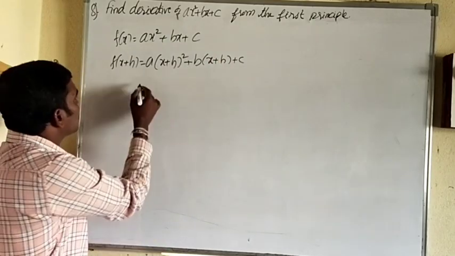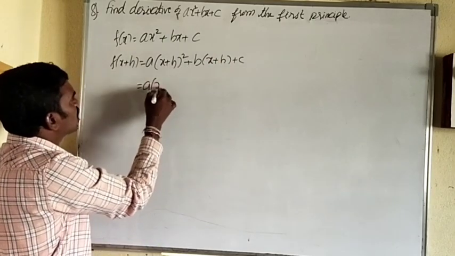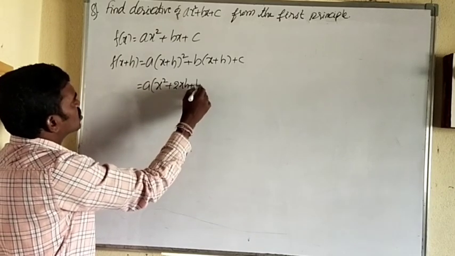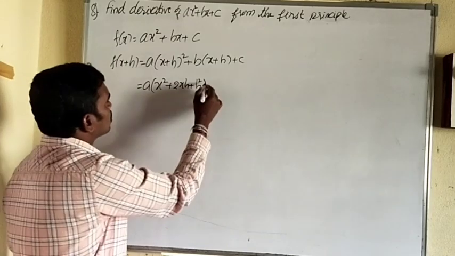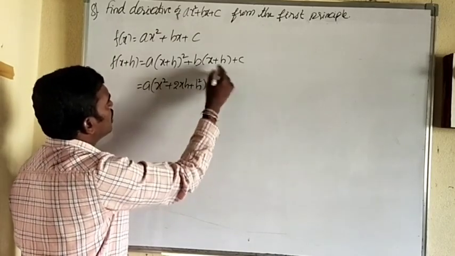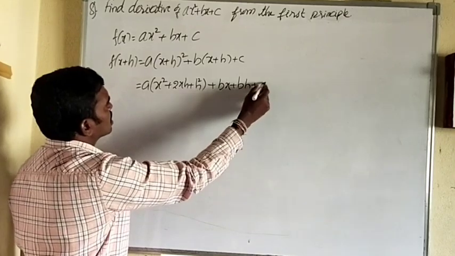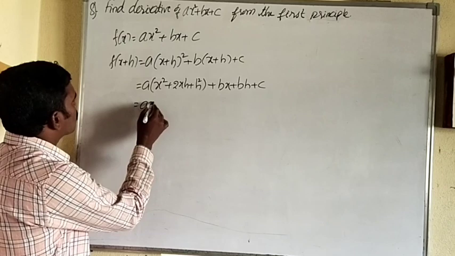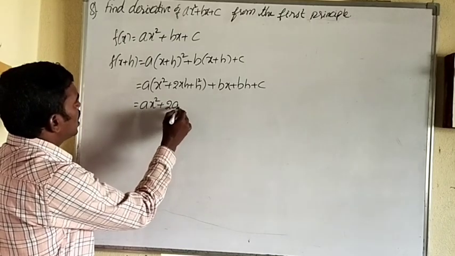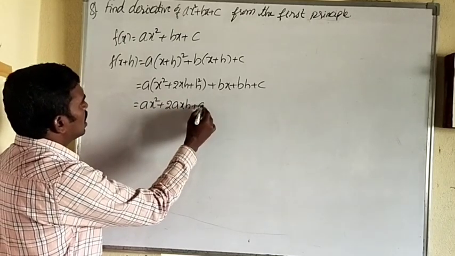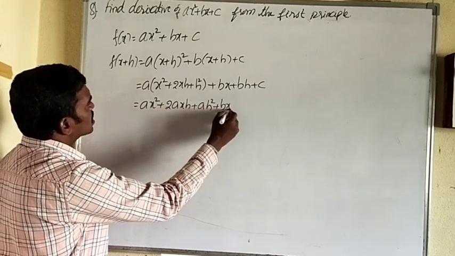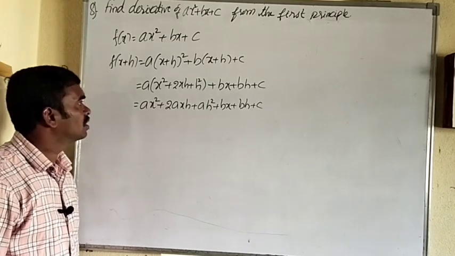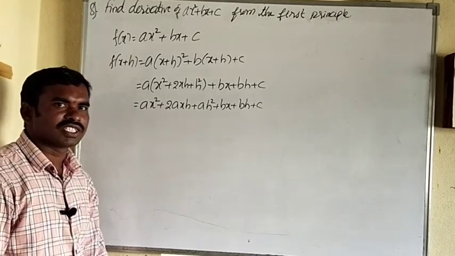Simplifying this, a into x plus h whole square is x square plus 2xh plus h square. Am I right? Next, b into x is bx, b into h is bh, plus c. So ax square plus 2axh plus ah square plus bx plus bh plus c. Okay, first this is f of x plus h.